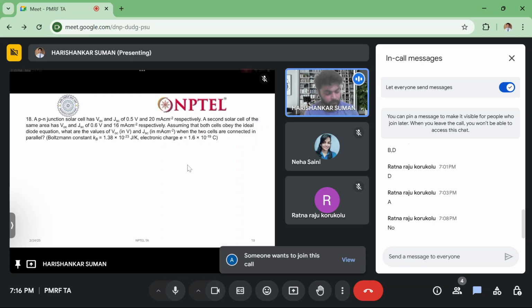This is the next question. For a p-n junction solar cell, VOC and JSC are given. For a second solar cell, VOC and JSC are also given. Assuming both obey the ideal diode equation, what are the values of VOC and JSC when the two solar cells are connected in parallel? Let's say first and second are connected like that.